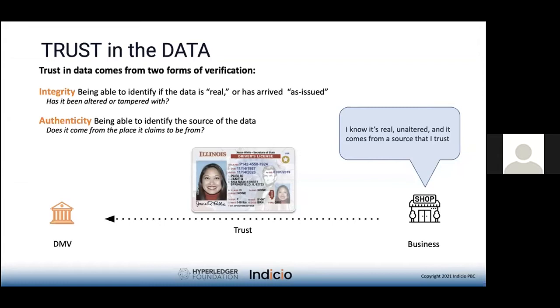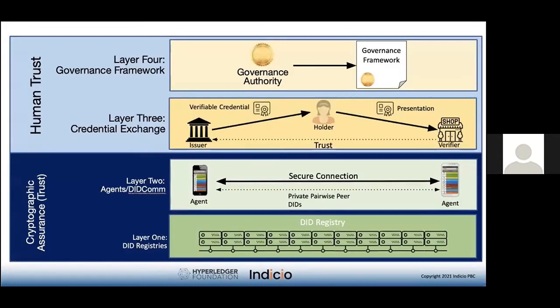Behind that trust is something we refer to as governance. And I could talk four hours on governance just alone, but we won't do that today. A couple of quick slides. Governance comes in two layers that helps us trust that data. At the bottom, this is a lot of what we'll talk about today, is the cryptographic trust, which begins with the Hyperledger products and the DIDComm protocols that help them along.